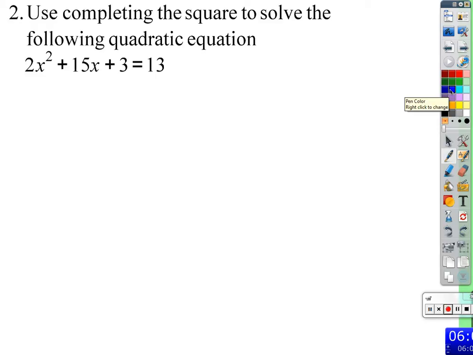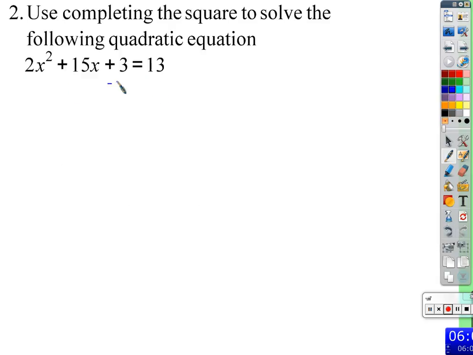Very similar to the problem before, except we did a couple of these before the review started. What should we do to start with? Divide the whole thing by 2. Yeah, we want this number in front of x squared to be 1, so we'll divide by that to get that to happen. If you did that first, that's good.